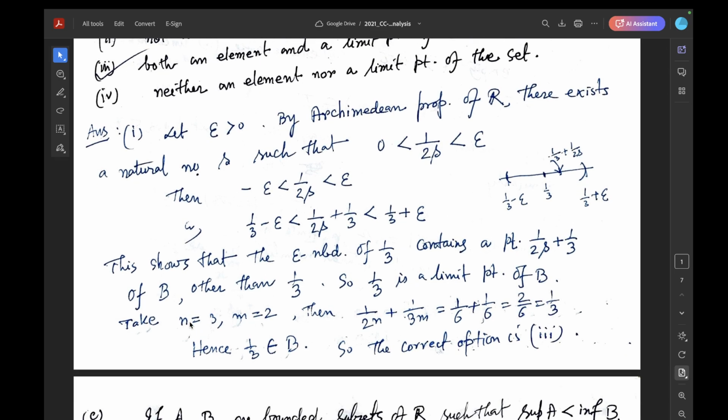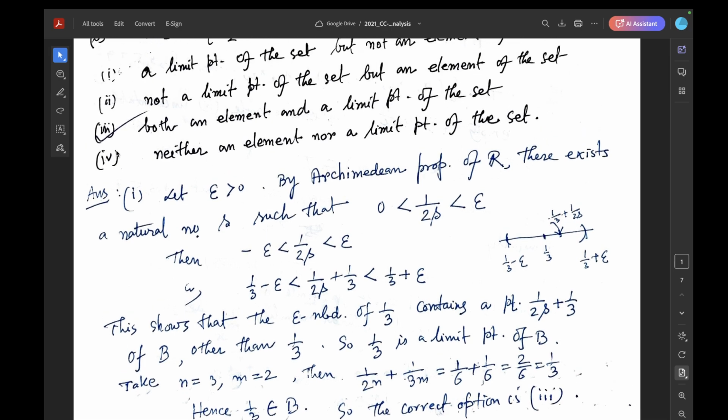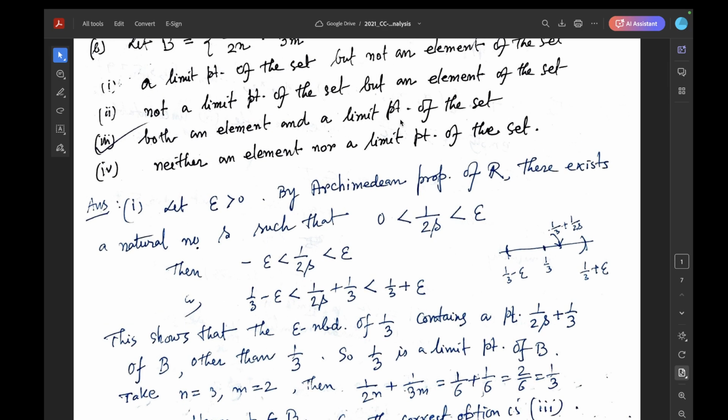Next, take n equal to 3, m equal to 2. Then 1/(2n) plus 1/(3m) equals 1/6 plus 1/6, equal to 2/6, equal to 1/3. Obviously, 1/3 belongs to the set B. Hence, the correct option is 3. 1/3 is both an element and a limit point of the set.